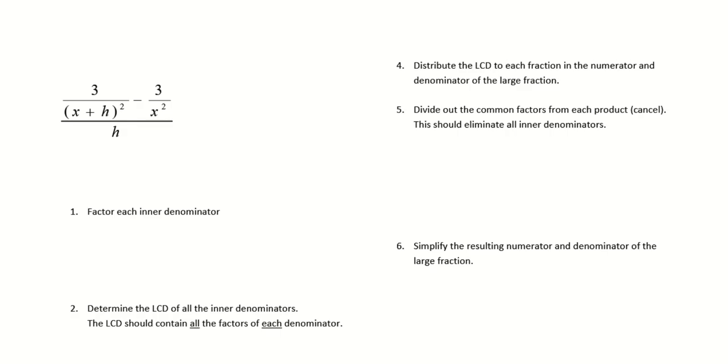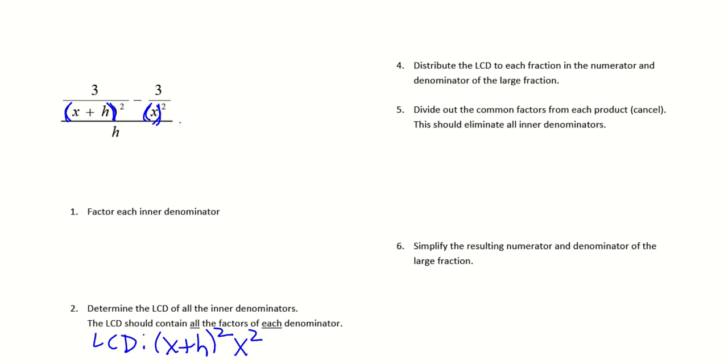So here I have 3 over x plus h squared minus 3 over x squared times h. Right? So each of my denominators are already factored. And so we're going to determine our LCD. Our LCD is going to contain all of what is in my first denominator, which is x plus h squared. That is different from having just an x, so I also need to take all my factors for my second denominator, which are x squared. In the bottom, there is no denominator, so we don't take anything for that.